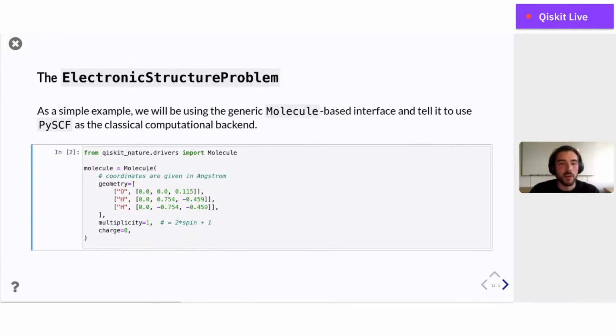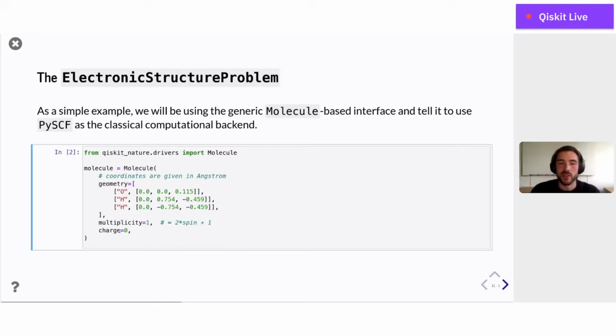So we use the generic molecule interface, which takes a few input parameters. The first one being the geometry, where you have the atom kind. You have an oxygen atom and 2 hydrogen atoms. And then you have the coordinates of your system, which are simply the x, y, and z coordinates in Cartesian space. You have the multiplicity of your molecule, which just determines the number of unpaired electrons. So it's a different representation of the spin.